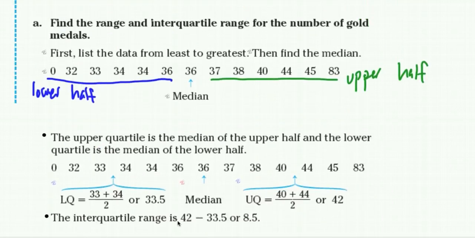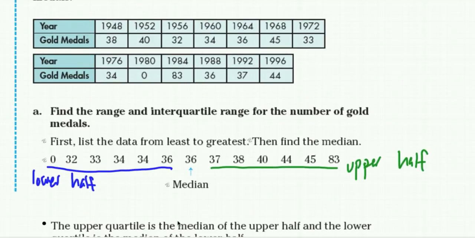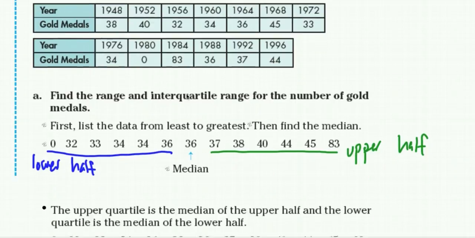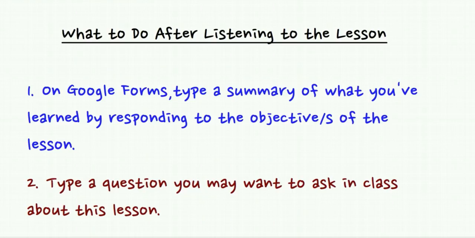So for this set of data, the interquartile range represents this data better than the range simply because of these two spikes, 1980 and 1984. Just take a look at the next example.